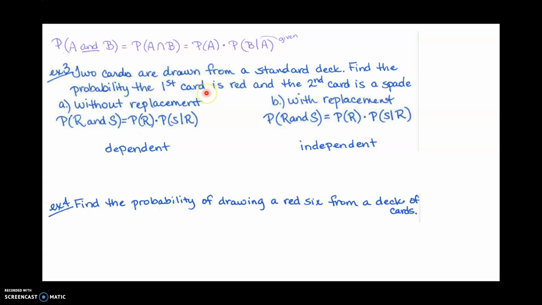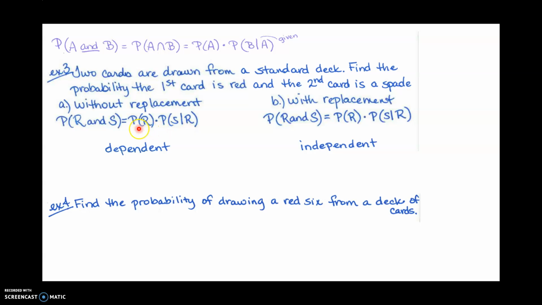Okay, so for instance, example 3 says 2 cards are drawn from a standard deck. Find the probability the first card is red and the second card is a spade. And we're going to do this first one without replacement and the second one with replacement. So we've got the probability of red and a spade. So according to our formula up above, that's going to be the probability of a red times the probability of a spade, given that we know that the first card is a red.